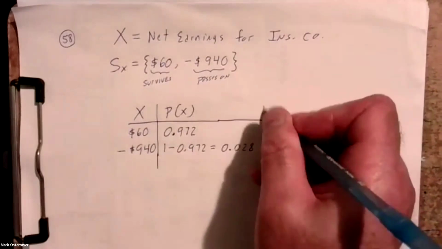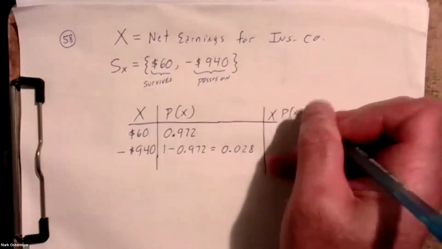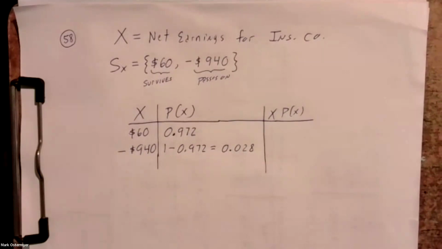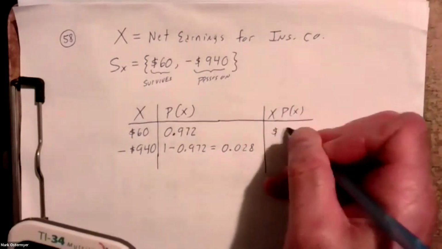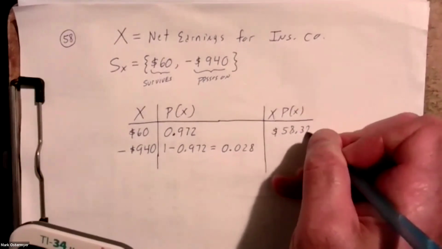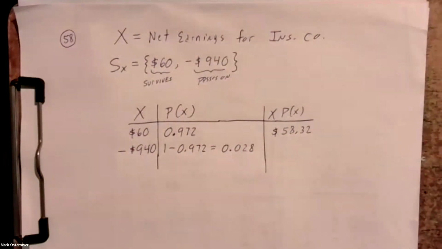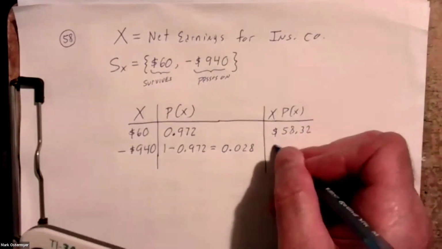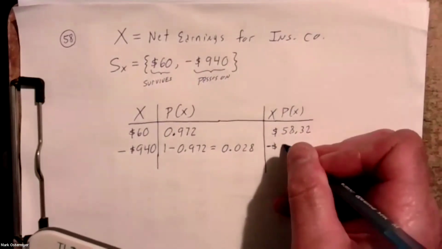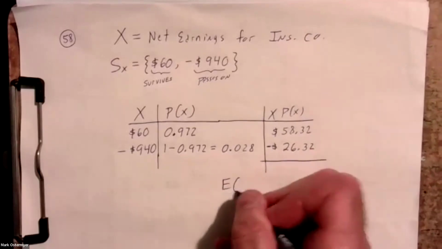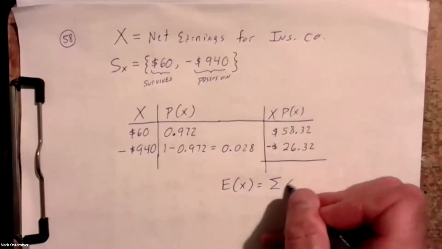All right. The last column is going to be x times p of x. So let's multiply these together here. What's 60 times 0.972? That's going to be $58.32. Multiplying this by the probability here. Negative 940 times 0.028 gives me negative $26.32.